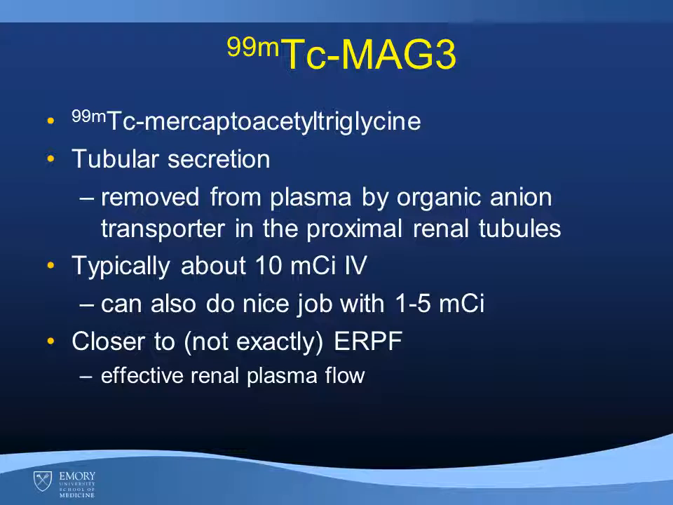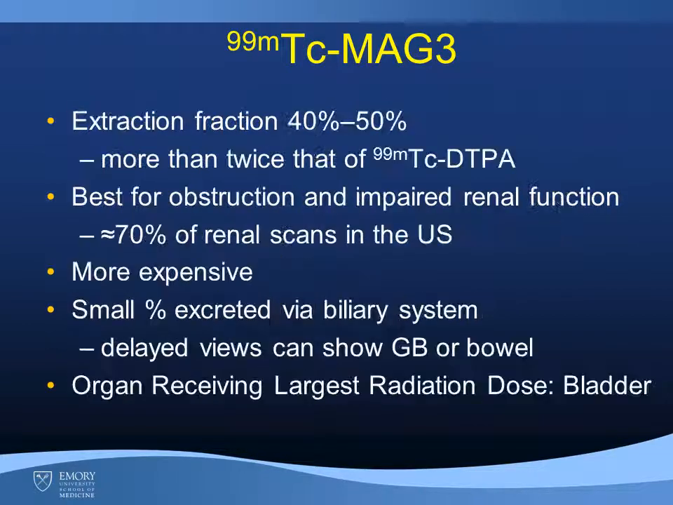Second is MAG3. This is a tubular secretion agent, and it's removed from plasma by organic anion transporter in the proximal renal tubules. Also given in about 10 millicurie IV, but one can also do a nice job with less radiotracer. This mirrors, but not exactly reflects, effective renal plasma flow. The extraction fraction of MAG3 is more than twice that of DTPA, about 40 to 50%. So it's best for obstruction and in examining kidneys with impaired renal function, and it's used in about 70% of renal scans in the US. It is more expensive. Also of note, a small percent is excreted via the biliary system, so if one gets delayed views, this can show gallbladder or bowel, so do not get confused by that. The organ receiving the largest radiation dose is the bladder.